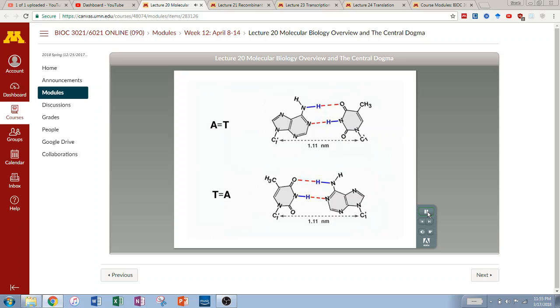The diagram of an AT base pair shows that the complementation between these two bases involves the formation of two hydrogen bonds. One hydrogen bond occurs between the hydrogen atom of the 6-amino group of adenine and a carbonyl oxygen atom of thymine. A second hydrogen bond occurs between one of the ring nitrogen atoms of adenine and a hydrogen atom attached to a ring nitrogen atom of thymine. For the AT base pair, the distance between the 1' carbon of the deoxyribose of one chain to the 1' carbon of the deoxyribose of the other chain is about 1.11 nanometers.